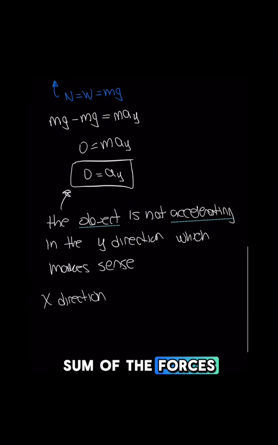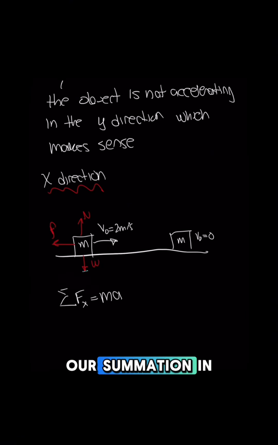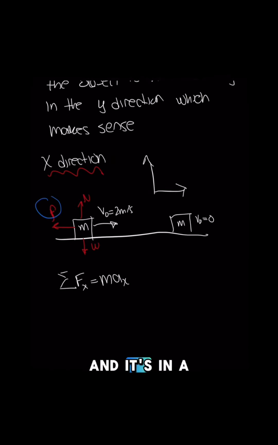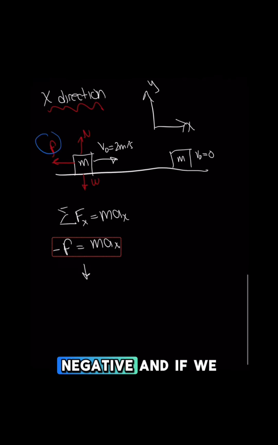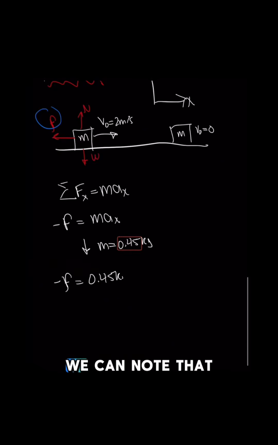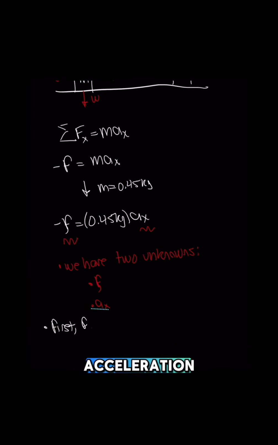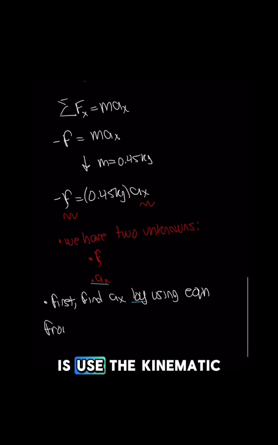Now we can look at the sum of the forces in the x direction. So if we use our summation in the x direction equation, we can note that the only force is the friction force, and it's in the negative x direction, so it's going to be negative. And if we plug in our known mass, we can note that we have two unknowns in this situation, the friction and the acceleration.